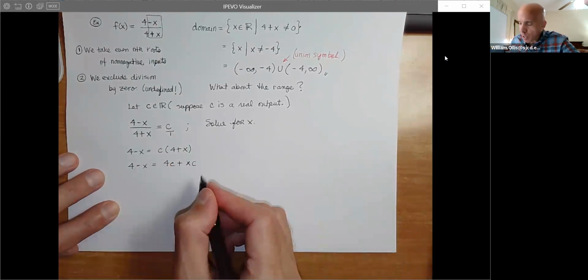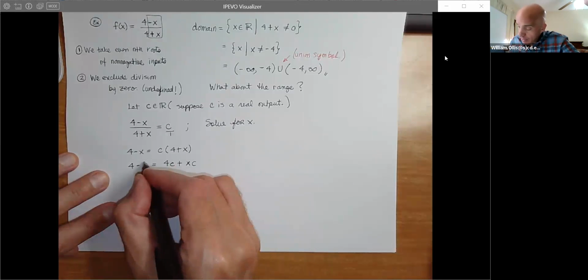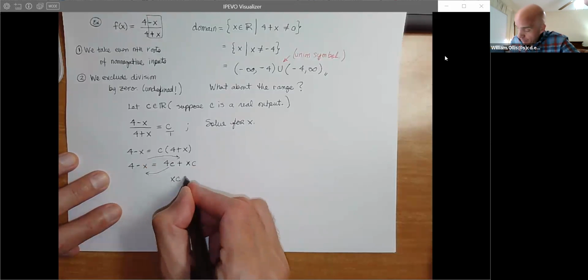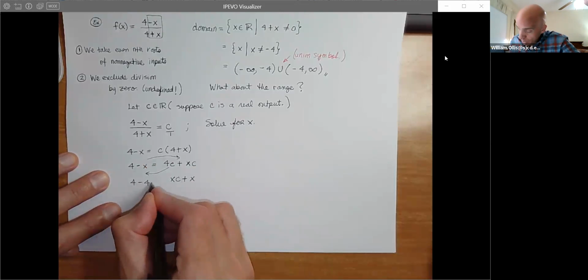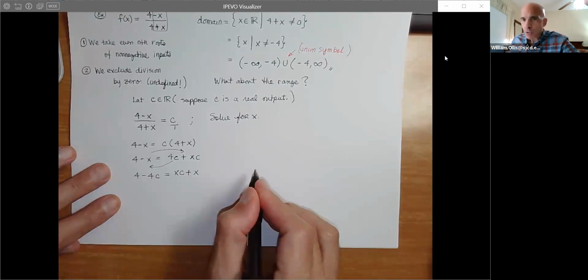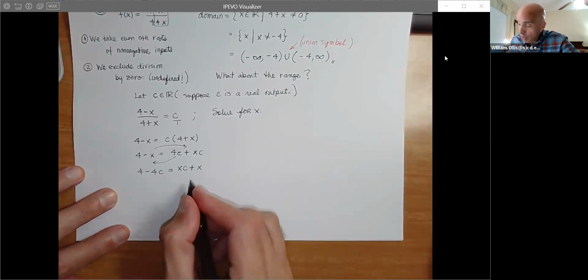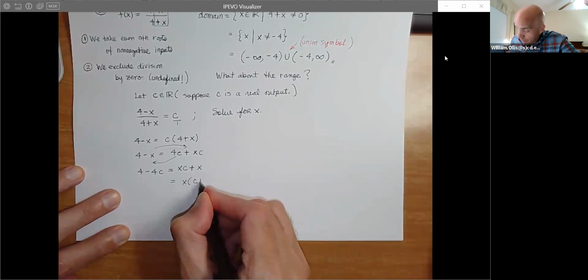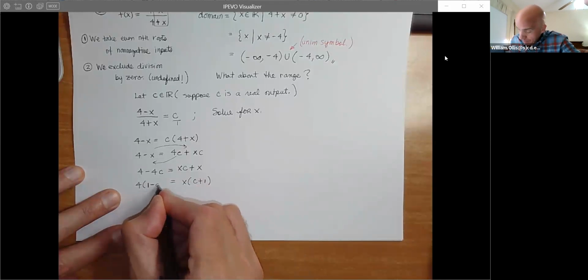Now what we want to do is solve for x. So let's get all the x's on one side. And since we're lazy, let's take the negative x, add x to both sides. We'll do that, and then of course we'll take this over. So this will be xc plus x, and this will be 4 minus 4c, just transposing. Algebra is so useful, and we abide by it. So now, factor the x, we get c plus 1, and this is just 4 times (1 minus c).